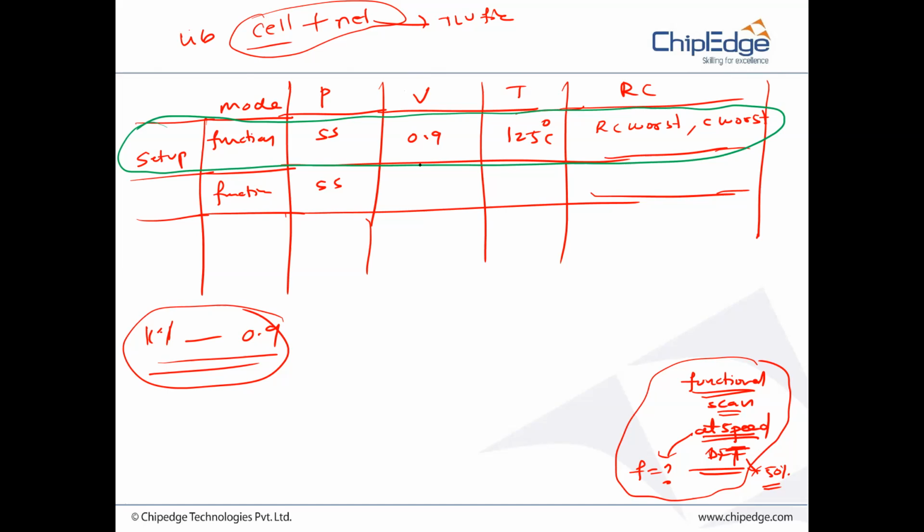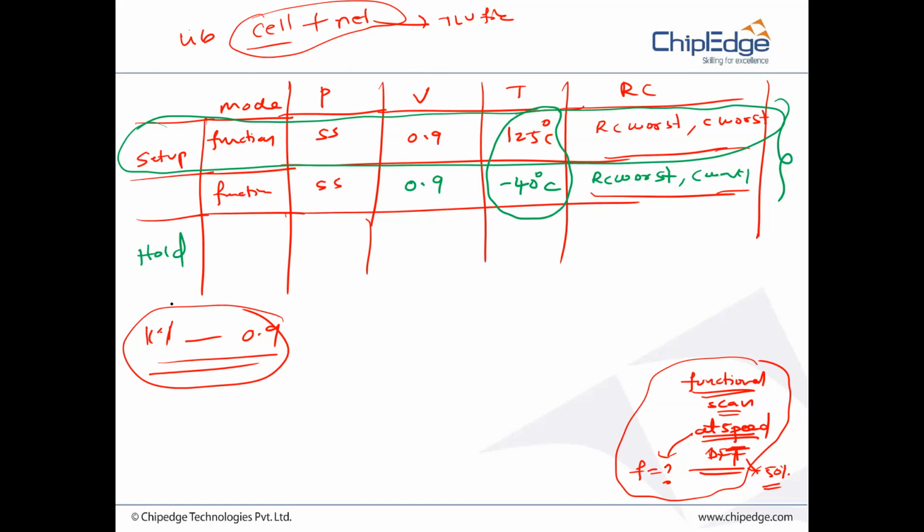Now, the second case I'll check. There is one more case also, for minus 40 degrees, right? Yes or no? RC worst and C worst. So these are the two worst cases, depending upon the temperature variation. Is this clear, guys? Other than these two cases, will you be getting any worst case? No, sir. No chance, right? Yes or no?